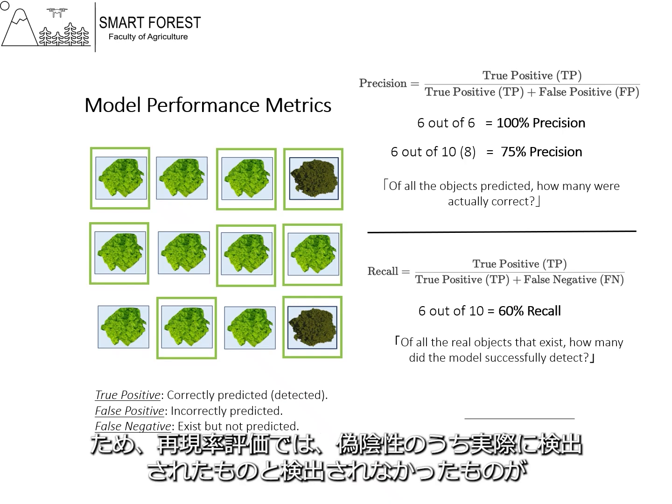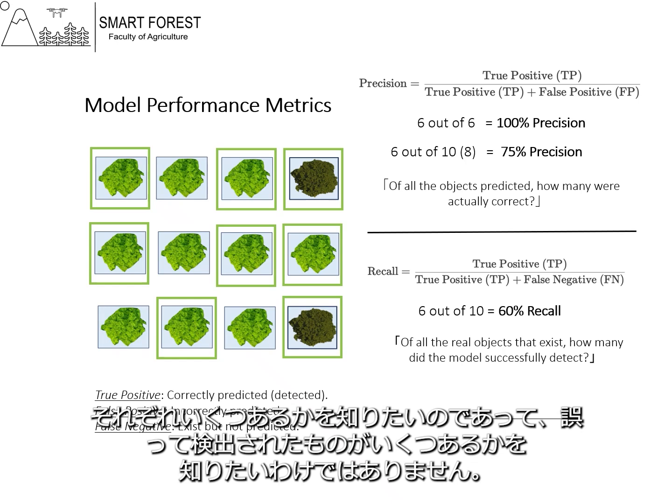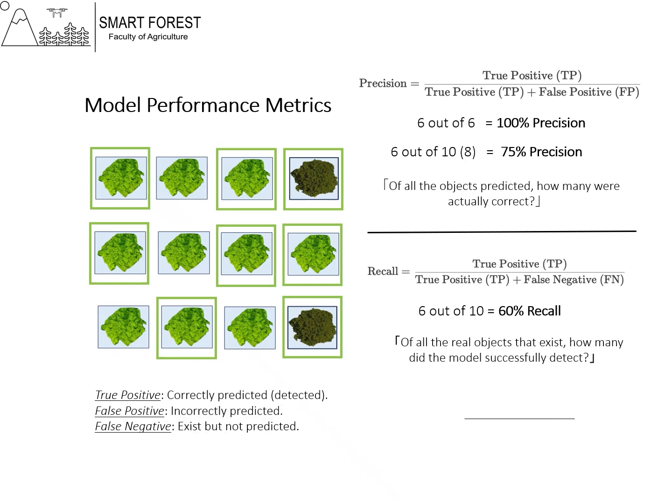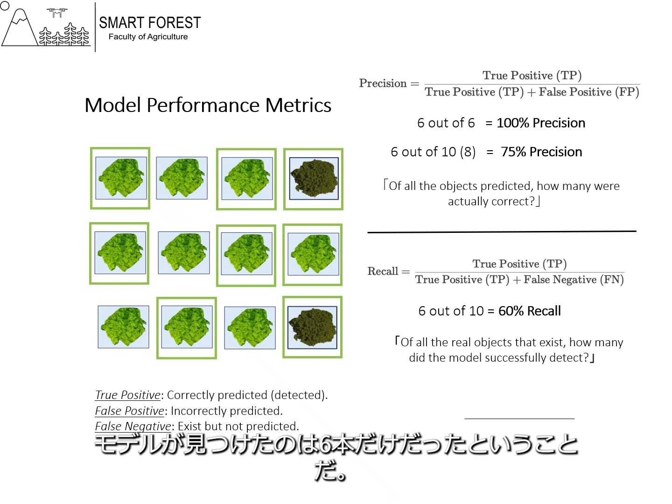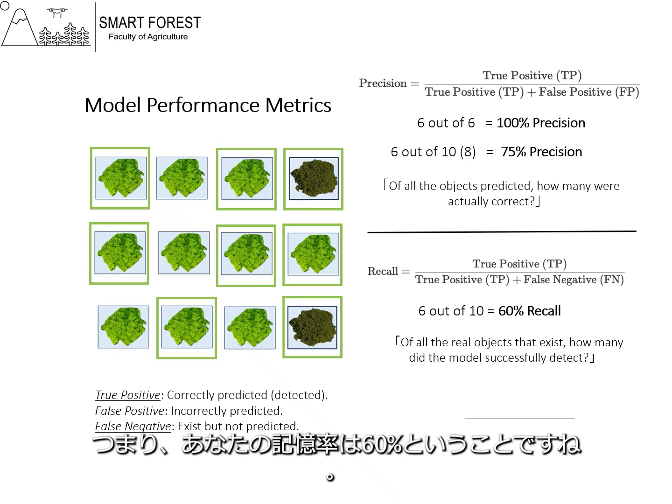So in the recall, they want to know how many of them were found and how many of them were not found, not how many were mistaken. It's not evaluated here. So you have 10 trees that are supposed to be found, but the model only found 6. So your recall is 60%.